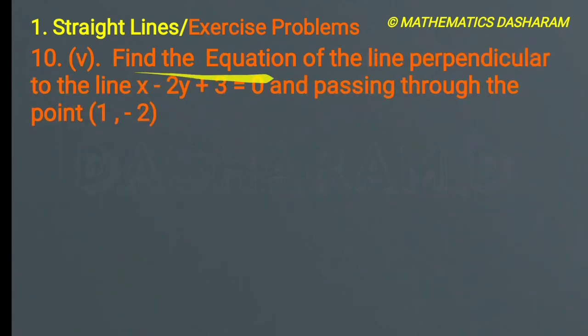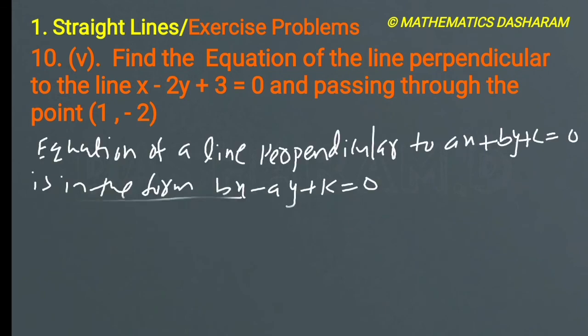Fifth question, find the equation of a line perpendicular to the line x minus 2y plus 3 equals 0 and passing through the point 1 comma minus 2. So this is an equation of a line which is perpendicular to the given line. So here b value is minus 2 and a value is 1. So bx, that means minus 2 into x minus 1 into y plus constant number k equals to 0.